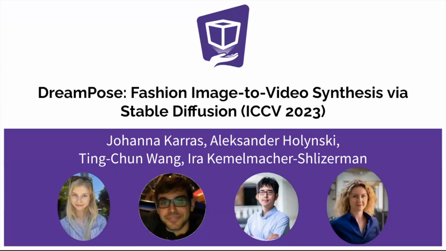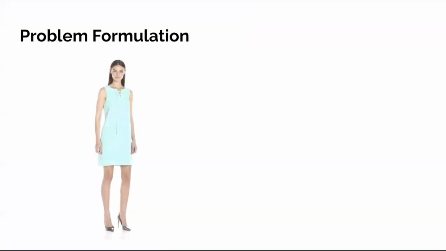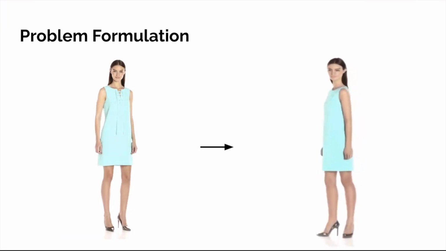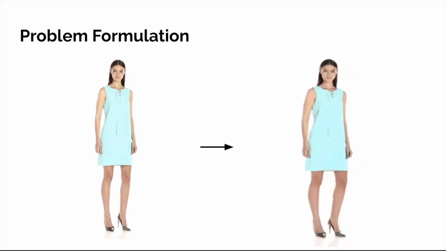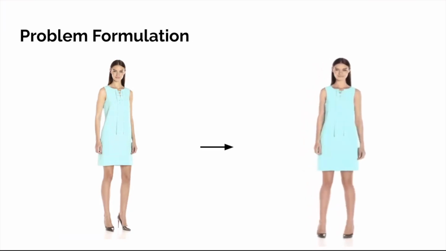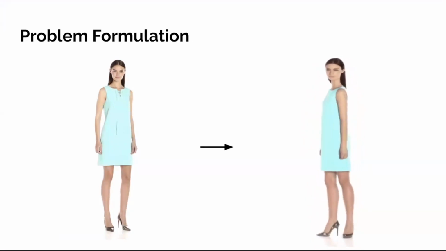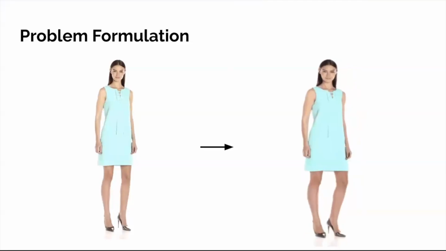In our paper, DreamPose, Fashion Image to Video Synthesis via Stable Diffusion, we present a diffusion-based method for generating animated fashion videos from still images. Digital fashion is extremely prevalent today in online shopping and social media platforms. However, online clothing is often limited to still photographs, which do not capture how clothing drapes and folds as it's being worn. In contrast, fashion videos capture this valuable information while providing a more engaging user experience.